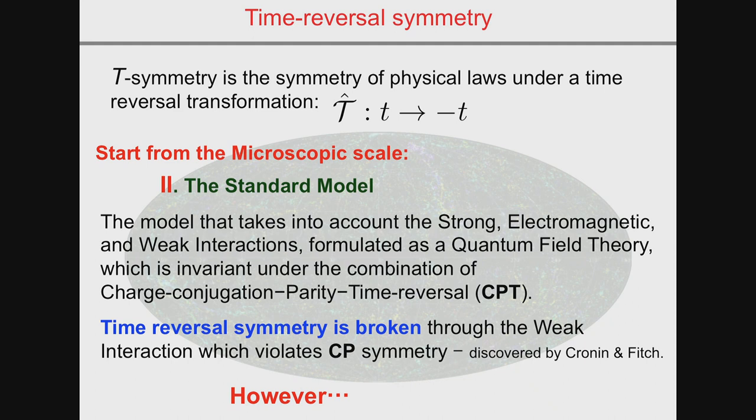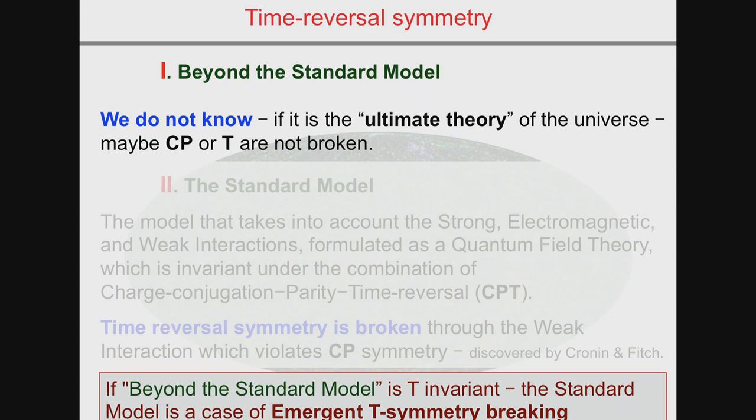Now, a pause on something that has been an issue between high energy theory and condensed matter. If you go to the basics, the so-called standard model, as you know, breaks time reversal symmetry, and it does that through the weak interaction, which violates CP symmetry. This was discovered by Cronin and Fitch. However, we remember that the standard model may not be the ultimate theory. If you go beyond the standard model, there are many options, one of which could be that the so-called ultimate theory does not break time reversal symmetry. In that case, time reversal symmetry breaking in the standard model is going to be an emergent phenomenon.